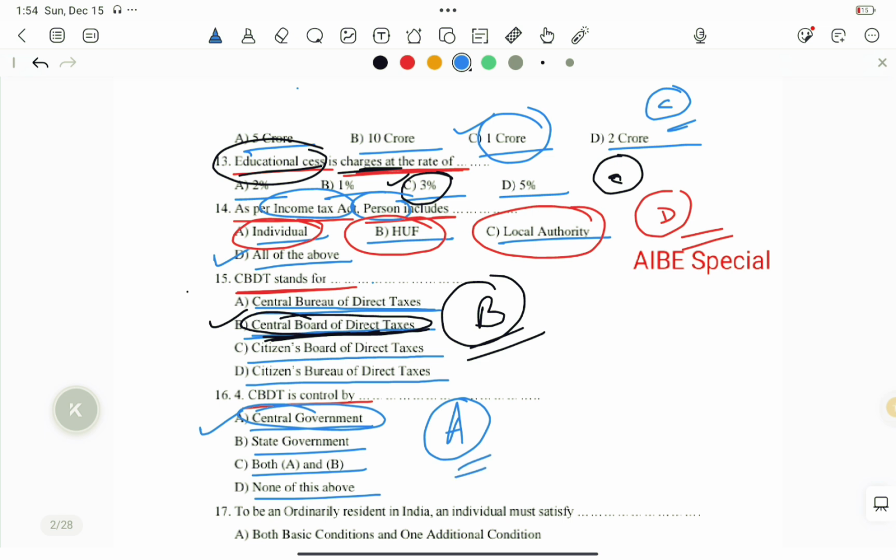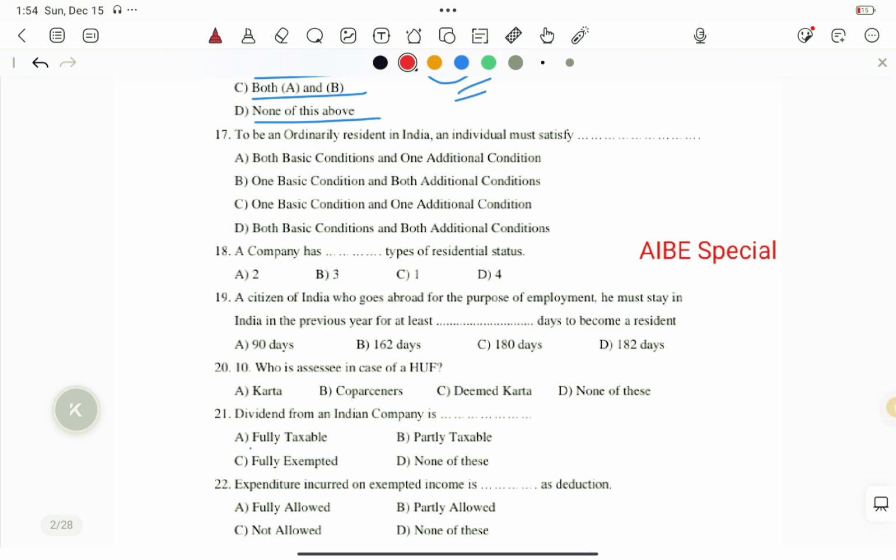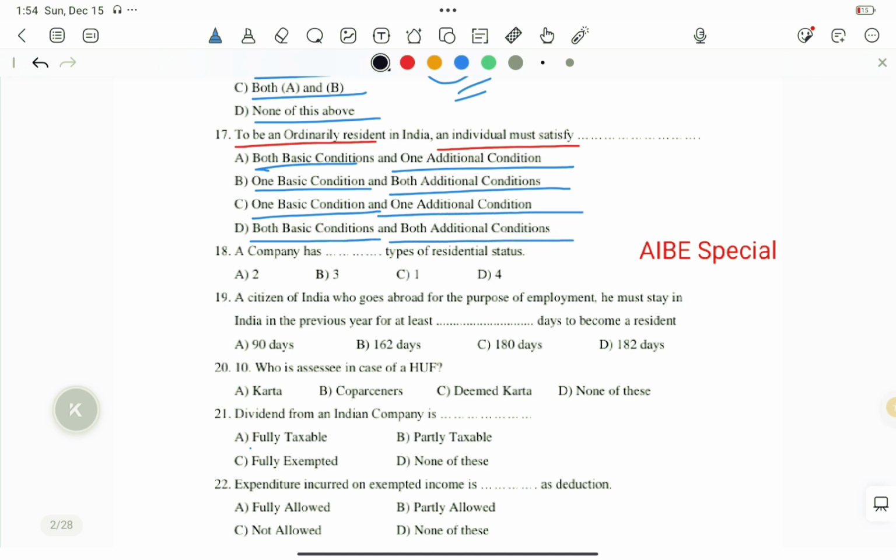Okay, so now moving to next question. The next question is, to be ordinarily resident in India, an individual must satisfy which of the following? Options are both basic condition and one additional condition, one basic condition and both additional conditions, one basic condition and one additional condition, both basic conditions and both additional conditions. So in this case, the correct option would be option B, that means one basic condition and both additional conditions.